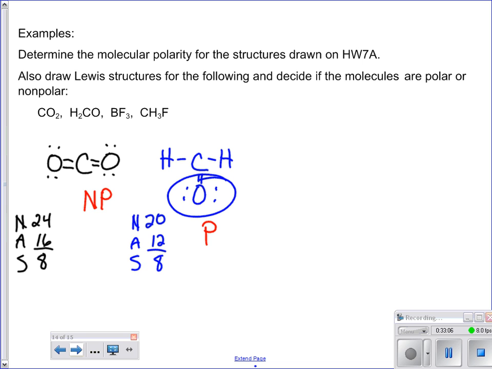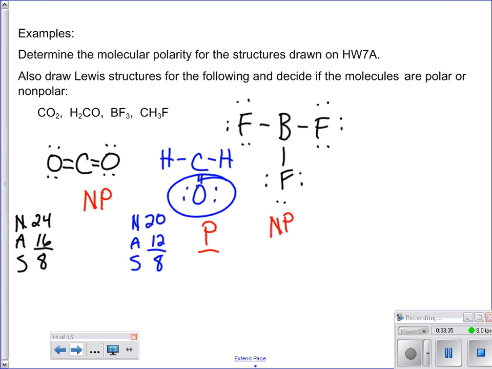BF3. B, F, F, and you get these lone pairs around this guy, and that's it. Boron can only hold that many, so again, you've got another trigonal planar, but in this case, this one is going to be nonpolar. So it's not the fact that it's trigonal planar that made the last one polar, it's the fact that the elements were different around it.